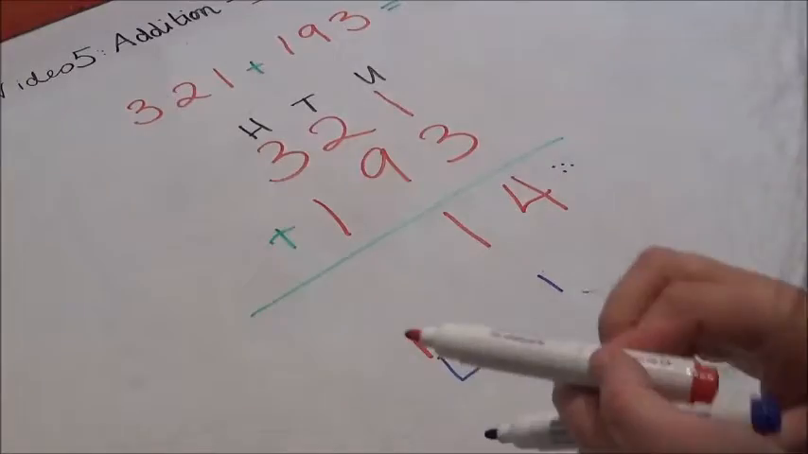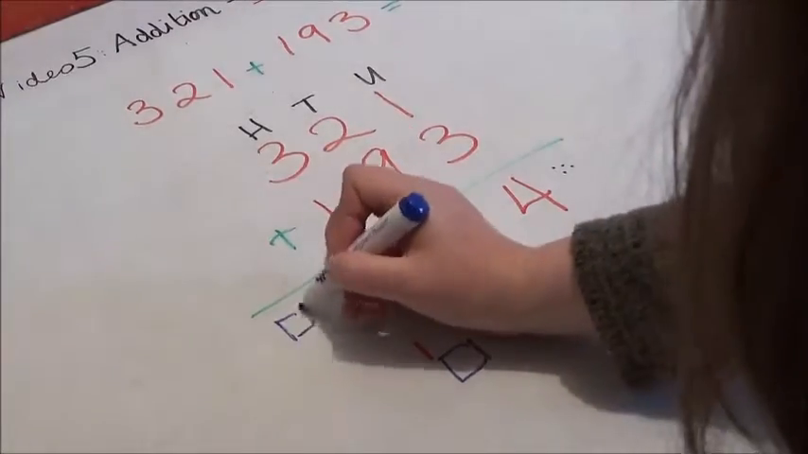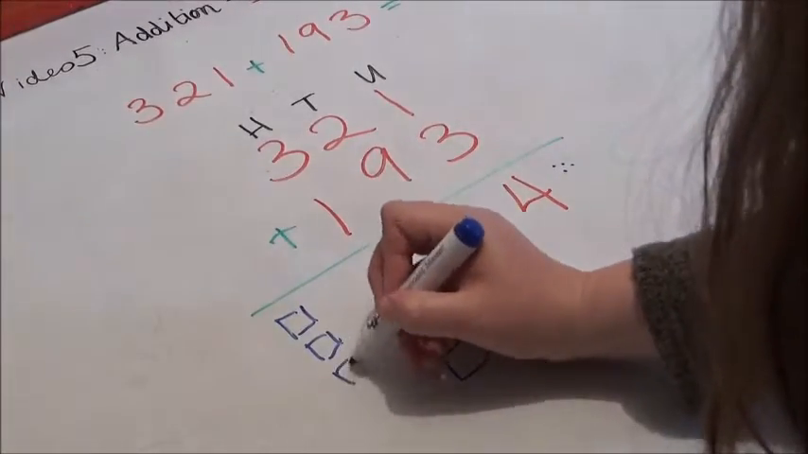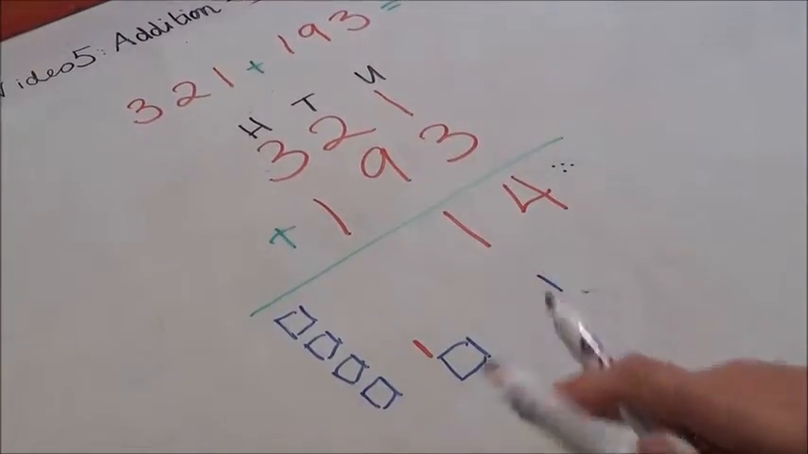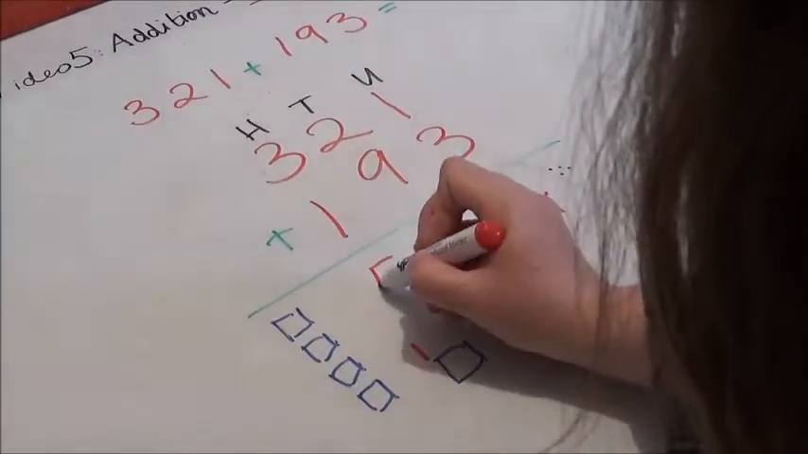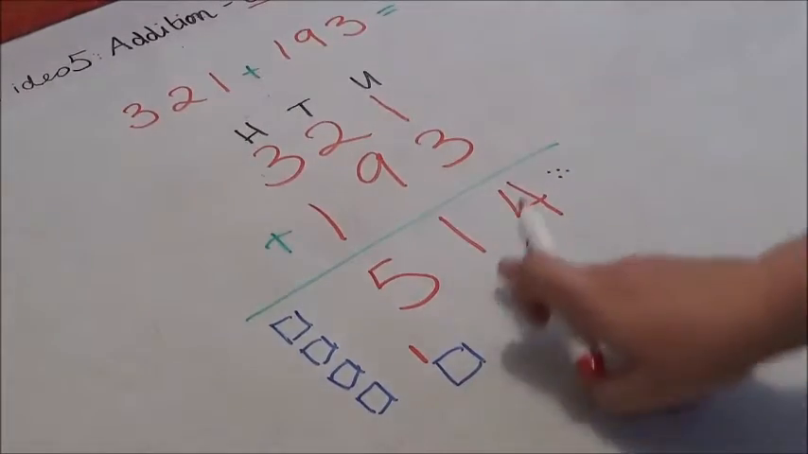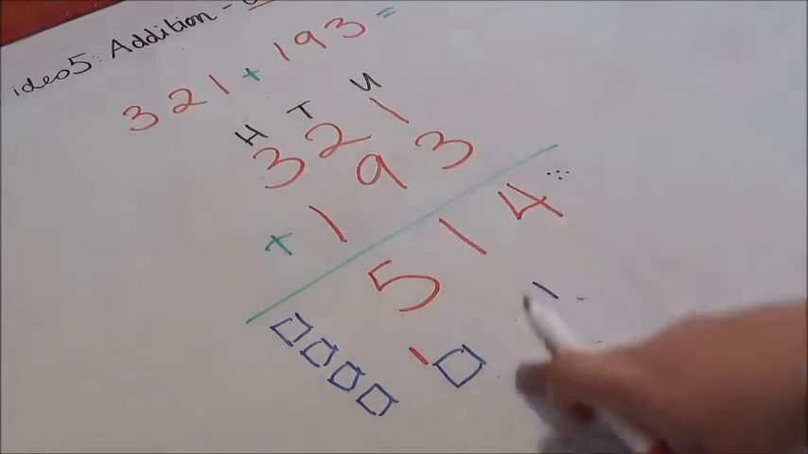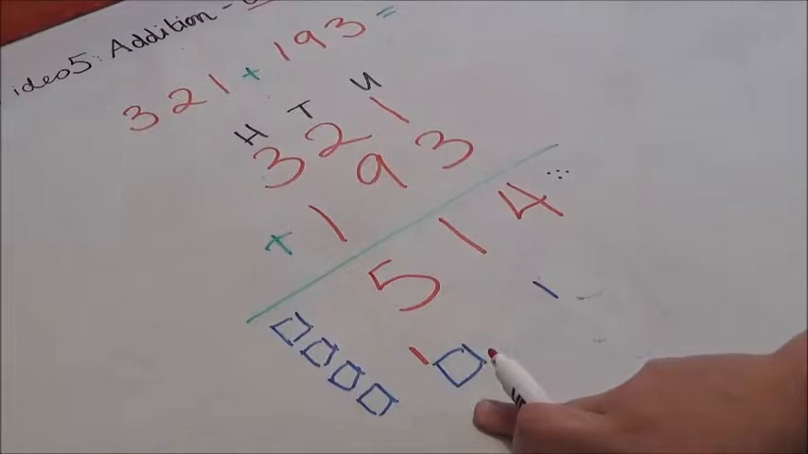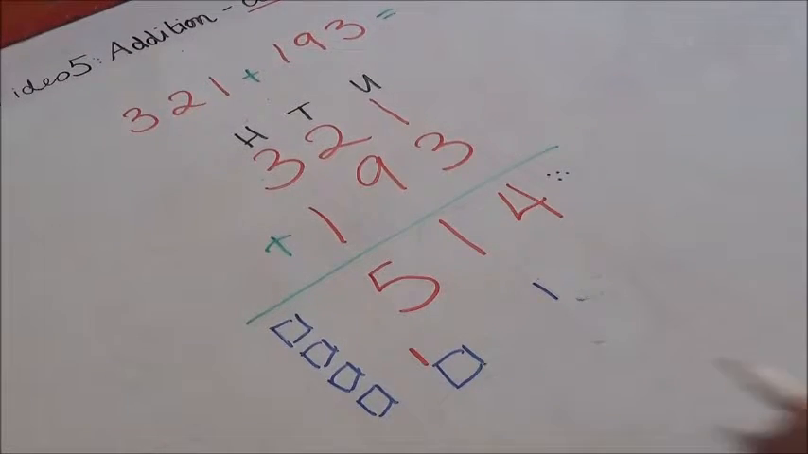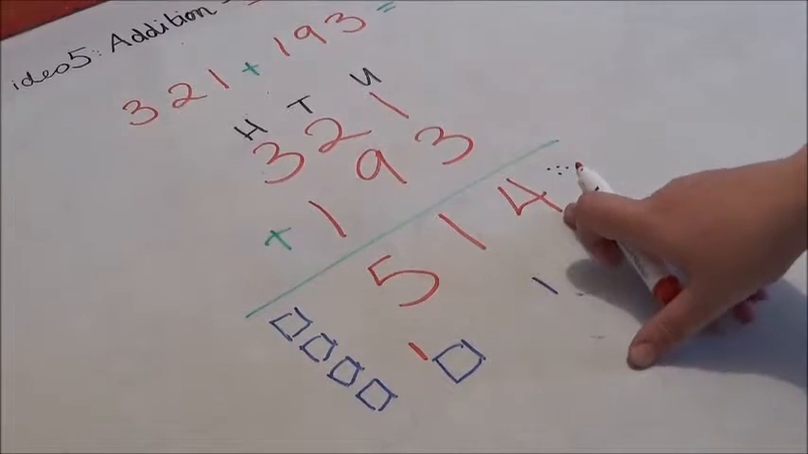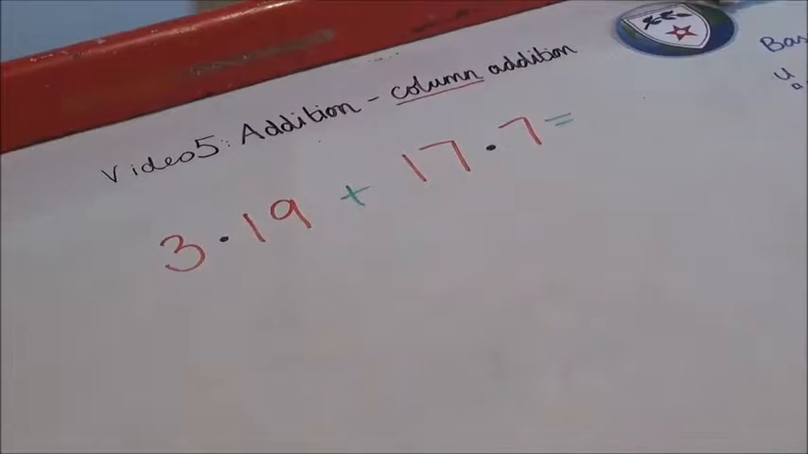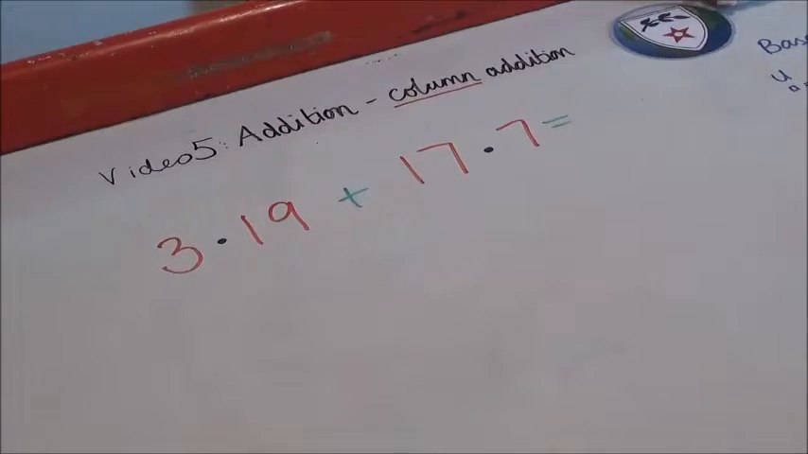300s, add 100, add the extra 100 we've got, gives us 500s. And we've carried, remember, that extra 100 here into the 100 column. 514.